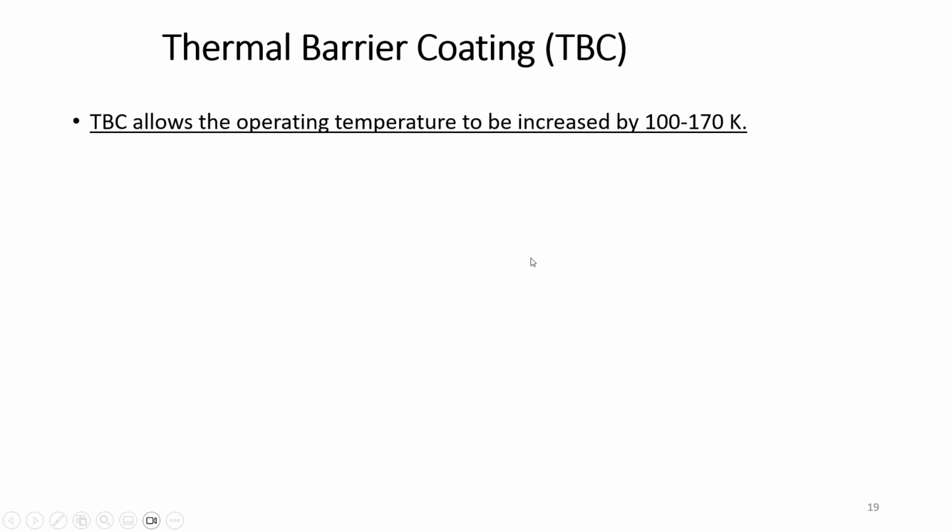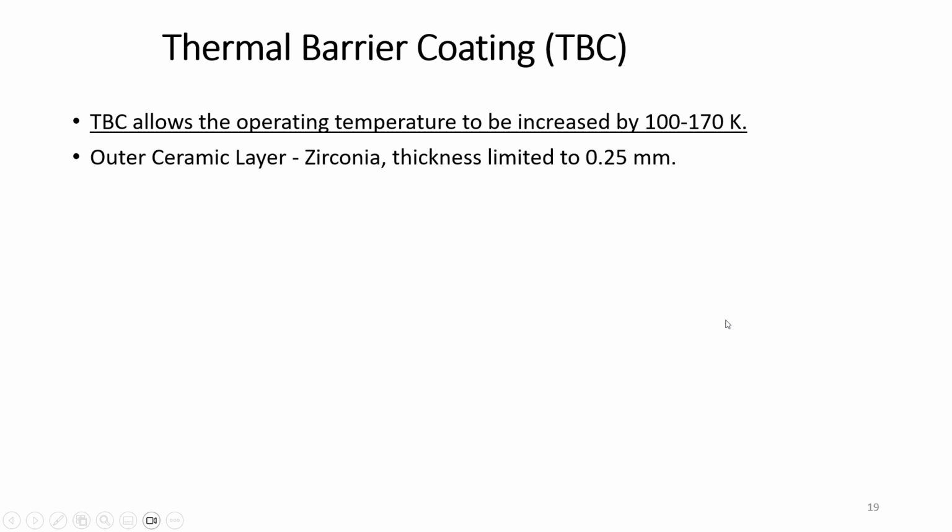Now let us see what thermal barrier coating is. You see, thermal barrier coating is actually a coating which is provided for avoiding overheating of all turbine components which come in contact with the hot air. So TBC allows the operating temperature to be increased by 100 to 170 K.